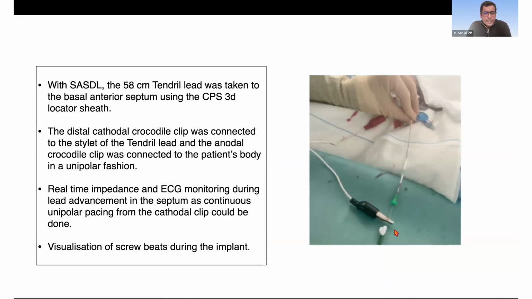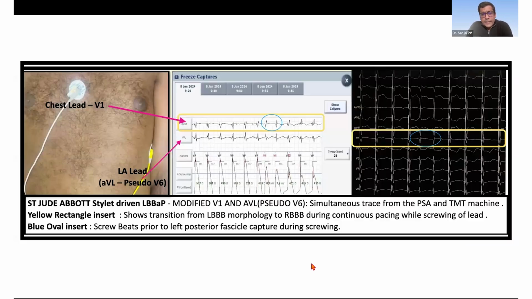Again, Dr. Shanmuga mentioned how during stylet driven leads you could connect the crocodile clip, that is the distal cathodal crocodile clip, to the stylet, and at the same time do the rotations. This allowed real-time impedance and ECG monitoring during lead advancement in the septum, and it helps us to visualize screw beats. So this is what we see. This was again a representative case.